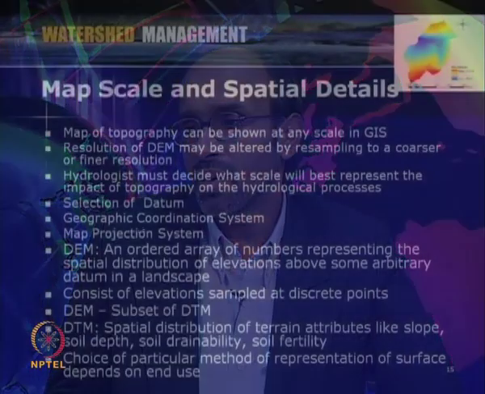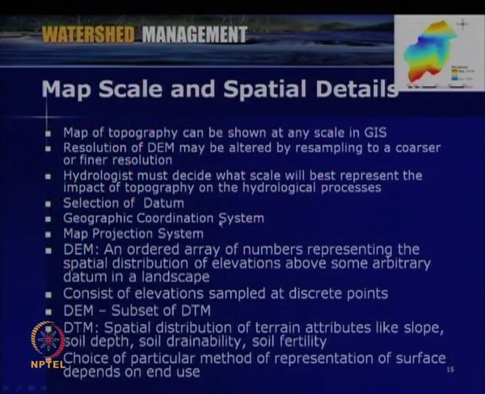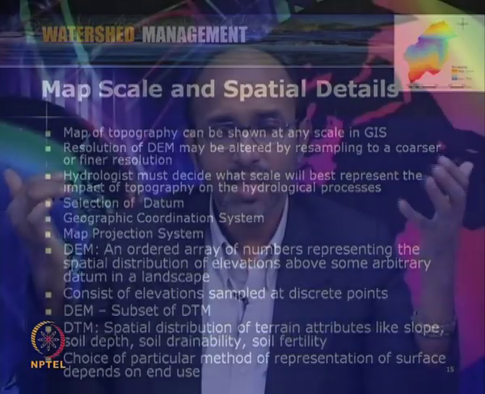And then we have to provide a geographic coordinate system. Within the GIS environment, we have to identify the coordinate system. So, we can use the geographical coordinate system by providing at least three specific points where the details are known, and then with respect to that the variation can be represented. And then a map projection system. So, when we are projecting the map, how the system is behaving.